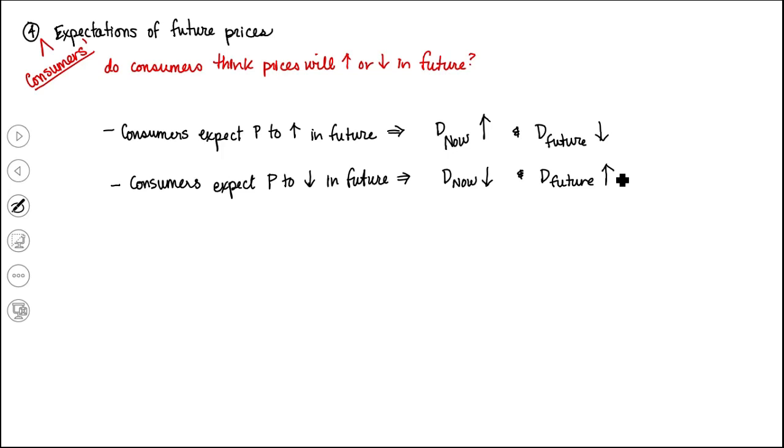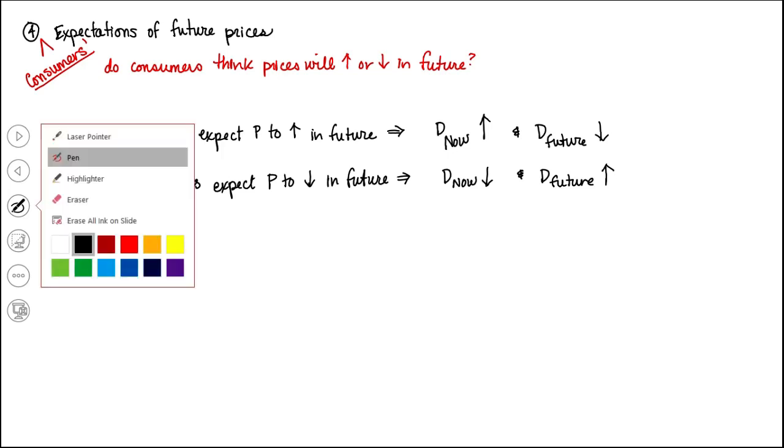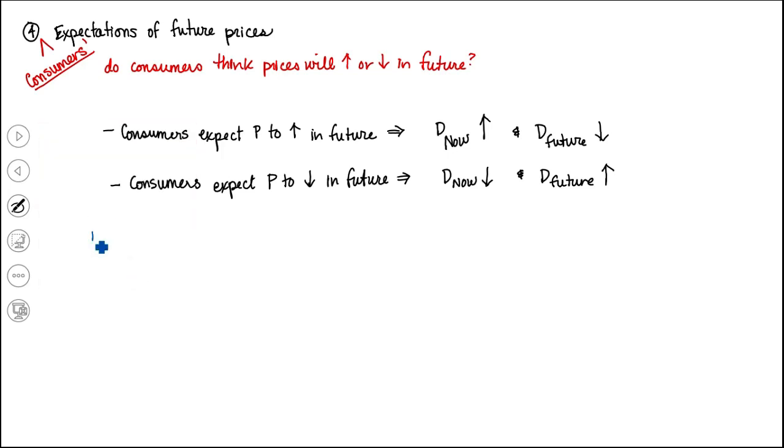Now, this is pretty simple and intuitive, but what's not so easy is me framing problems that will get you to think about this kind of thing. So for it to be something about expectations, we need something like a new law or a new regulation, or maybe some kind of announcement.